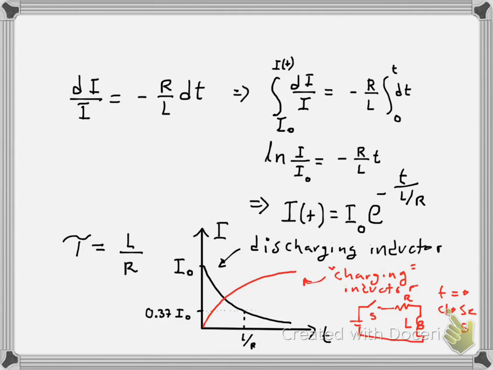The function that describes that is of the form 1 minus e to the minus t over L over R, the same time constant, but now the function doesn't decay exponentially, it increases exponentially with an asymptote at the value epsilon, the EMF of the battery, divided by R. So that would be the behavior of the circuit in that case.